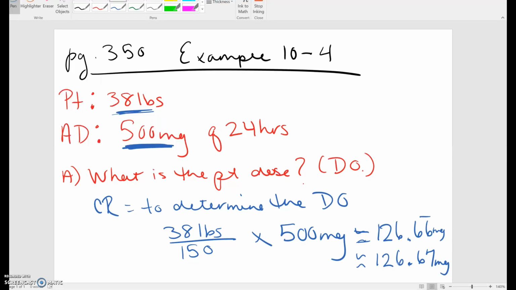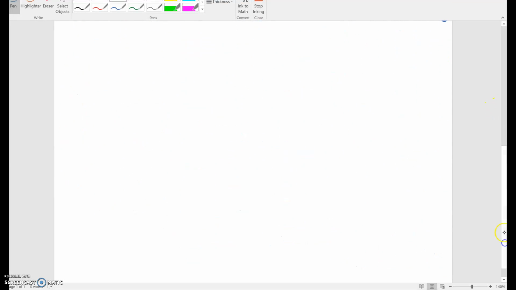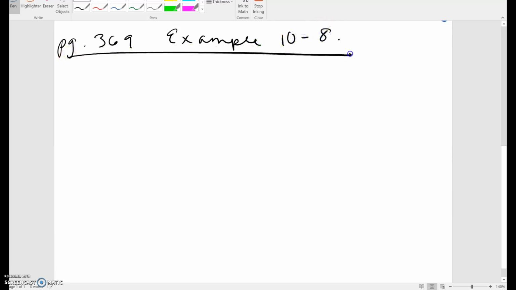All right, let's try another example. Of course, I'm skipping through the book because your book is all over the place with the practice problems for these pediatric formulas. But let's go ahead and turn to page 369. We're going to look at example 10-8. This example reads, a physician orders amoxicillin for an infant 6 months old. The usual adult dose is 500 milligrams. Calculate the dose for the child.